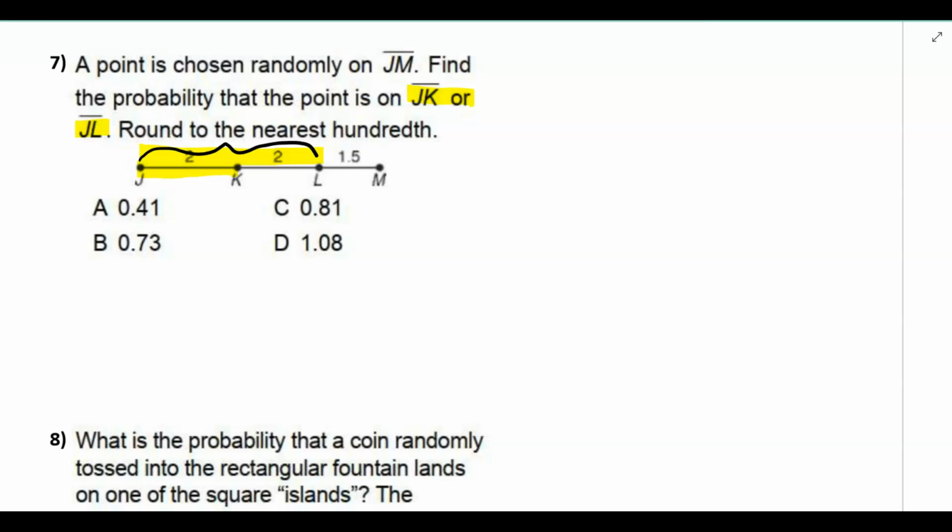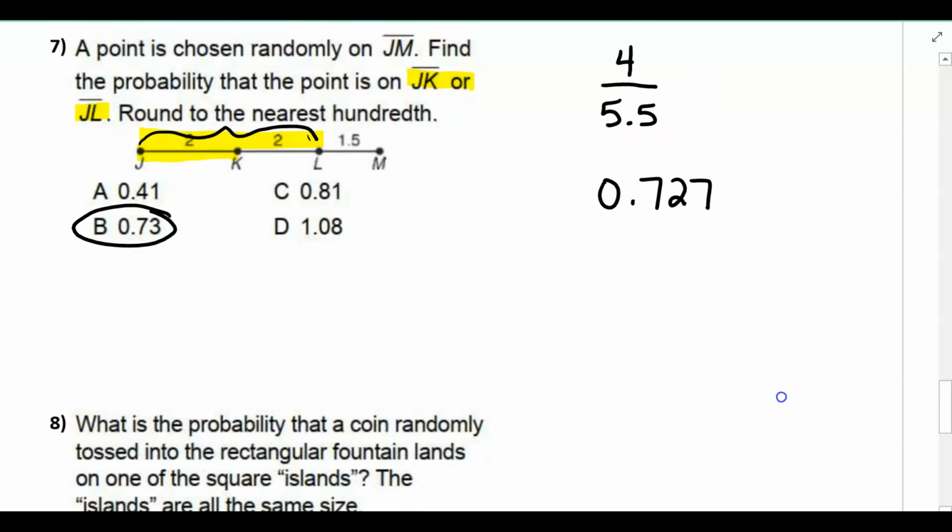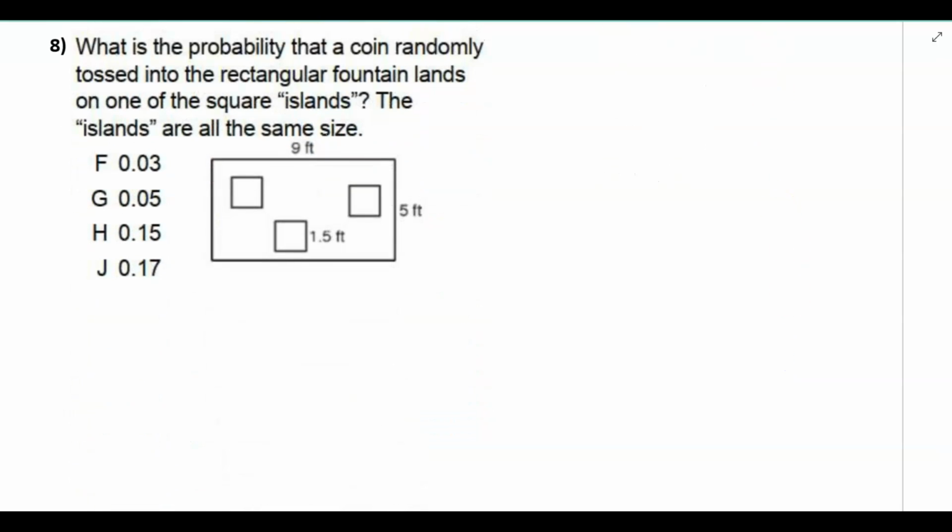So here's the thing. What I'm really looking at is 4 out of the total of 2 plus 2 plus 1.5. The entire space was 5.5, but it could land anywhere within this worth of 4. So 4 divided by 5.5 gives me 0.72727272, which gives me a probability of 0.73. Almost 3/4 of a probability. Almost a 75% probability.